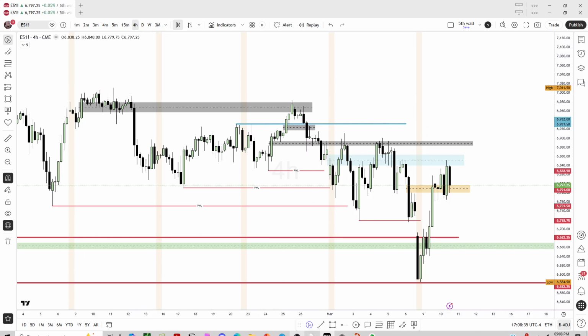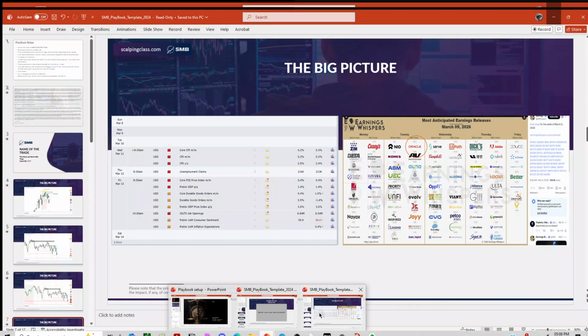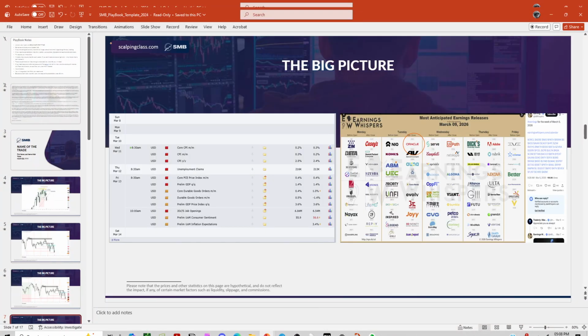I think we determined that tomorrow, this 8:30 news, is at 8:30 on Wednesday, March 11th. CPI, core CPI. So we'll see what's up.